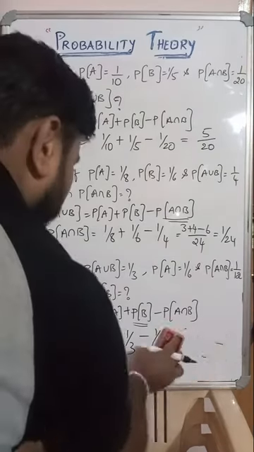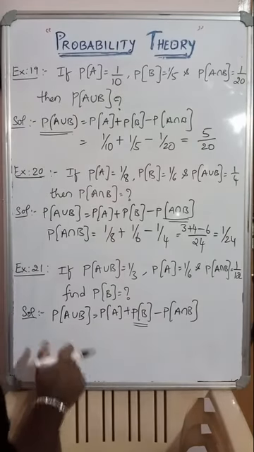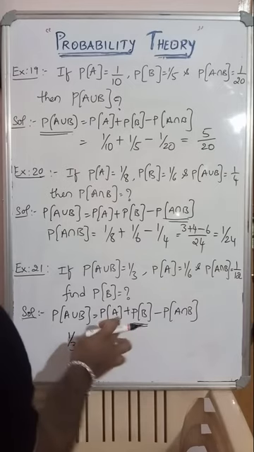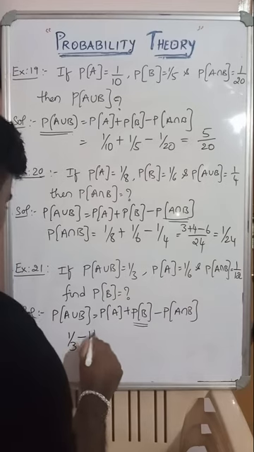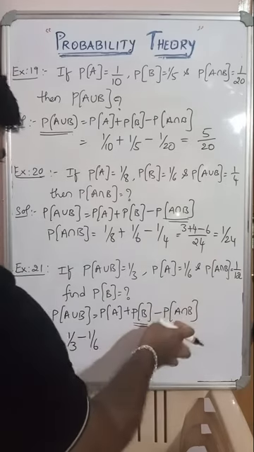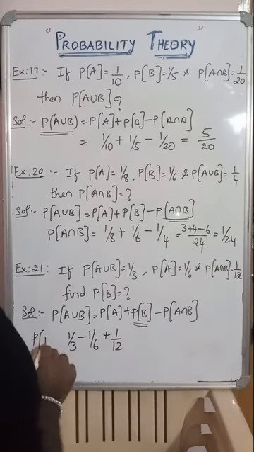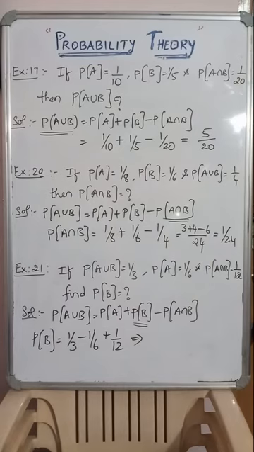Why are we doing all these? Simply we can do it directly now. Substitute P of A union B as 1 by 3. This we want, no. These two things you take to this side. P of A, 1 by 6. This, if you bring to this side, minus 1 by 12. That equals P of B. Then 1 by 3 minus 1 by 6 plus 1 by 12.